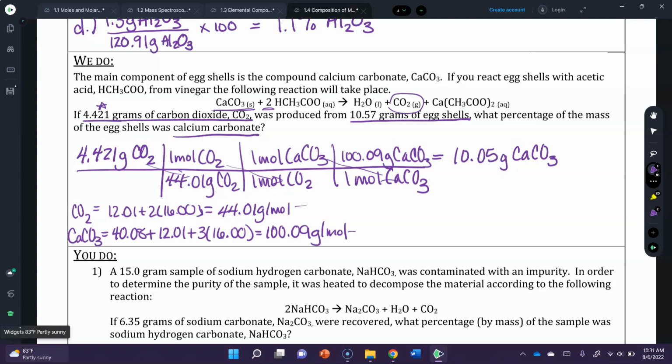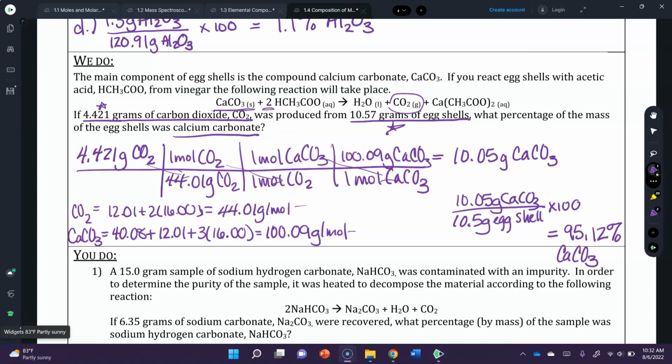So now we know how much calcium carbonate we have in our eggshells. Now we can use that and the total mass of eggshells here to determine the percent composition. I want you to pause the video and practice that now.